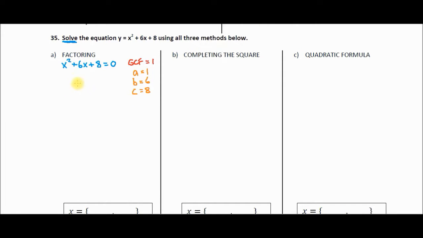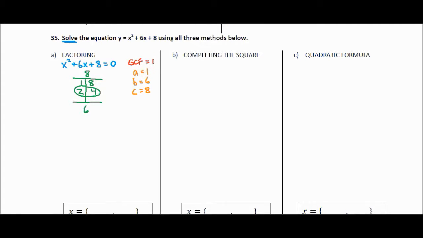Let's go ahead and figure out what our combination is. So A times C is 1 times 8, which is 8, and B is 6. We'll try 1 and 8 first. That's no good because 1 and 8 can never add up to equal 6. Let's try 2. 2 is a factor of 8, and 4 is a factor of 8. 2 times 4 is 8. We got 2 and 4 as our combination. 2 times 4 is 8, and 2 plus 4 is 6.